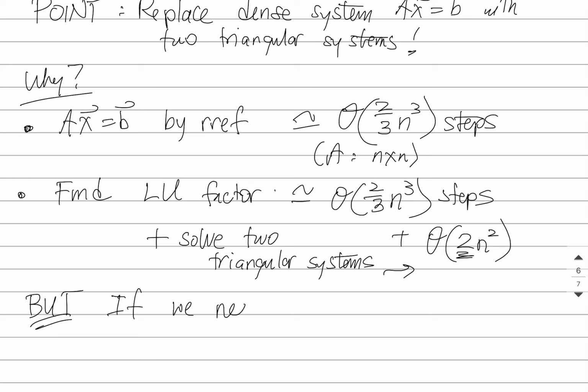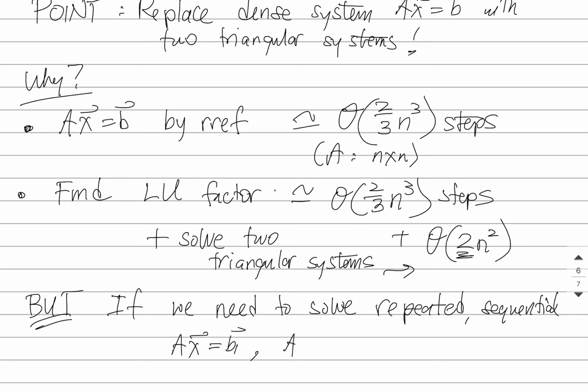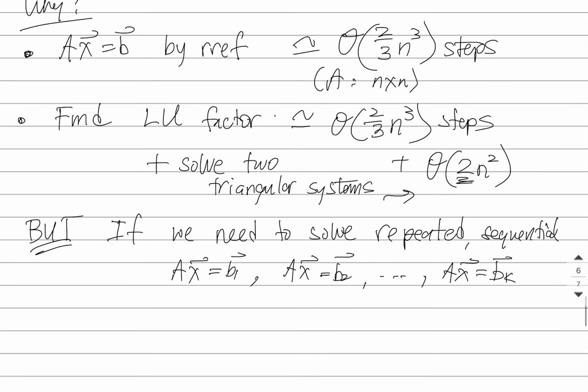If we need to solve repeated, and I'll say sequential, systems where they all have the same left-hand side, Ax = b1, Ax = b2, all the way down to, let's say, Ax = bk. So if I have to keep solving the same system over and over and over again, maybe 100 times or 1,000 times, which does happen in practice, then the real savings kicks in.